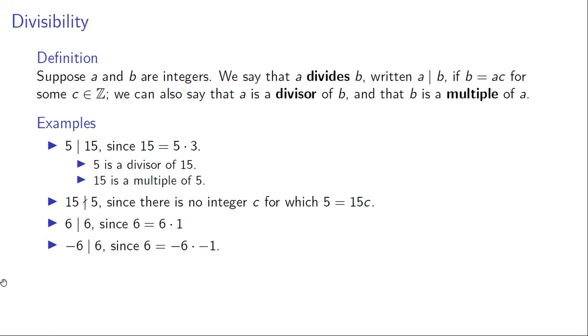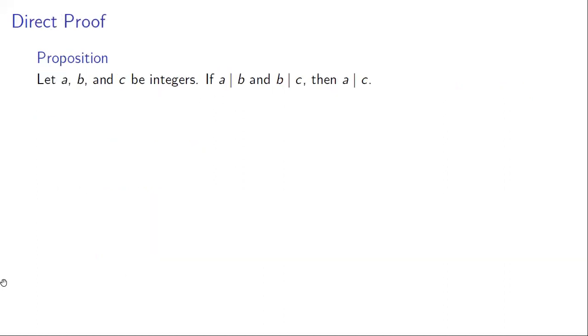Okay, now let's do a proof involving divisibility. So here's our proposition. Let a, b, and c be integers. When we say let a, b, and c be integers, what we're saying is this applies to all integers. We're not picking specific integers that it should work for. Rather, this is a statement that we're claiming is true for all integers a, b, and c. As long as they're integers, if a divides b and b divides c, then a divides c.